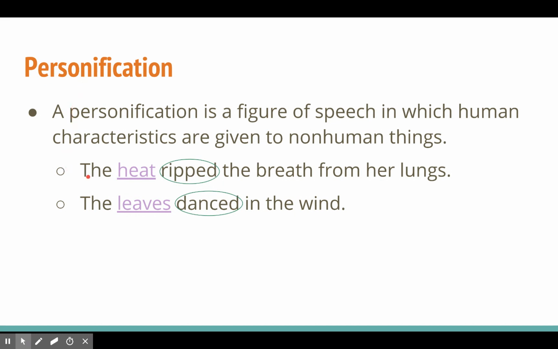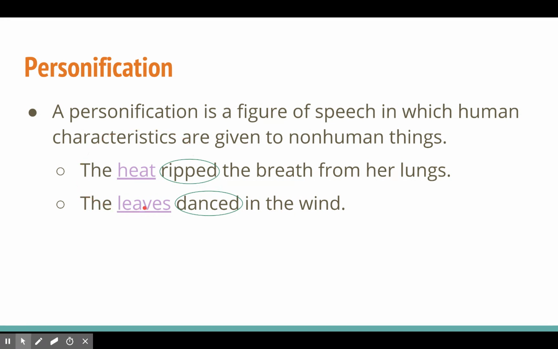Your first example, the heat ripped the breath from her lungs. The heat is the non-human thing that is being personified. The subject of the personification is being personified. That's how we refer to it. So the heat ripped the breath. The heat can't actually physically reach out and rip the breath from you. It doesn't have arms to be able to do that. So the heat is what's being personified, and ripped is that human characteristic it has been given.